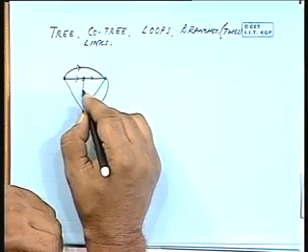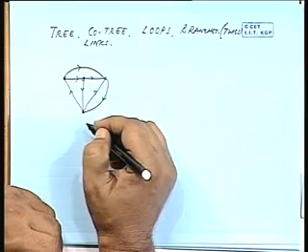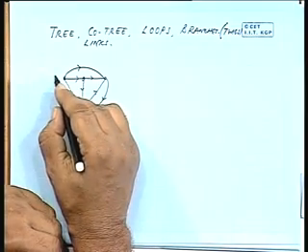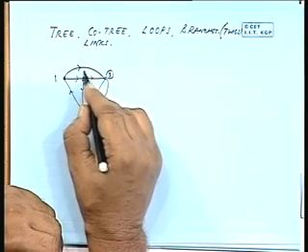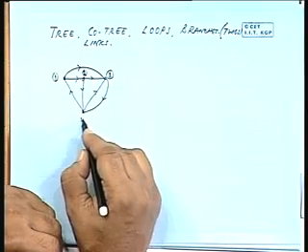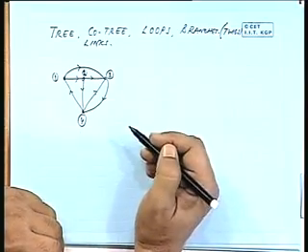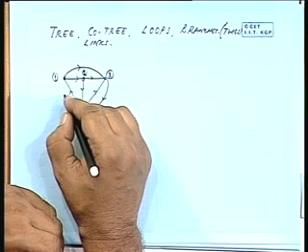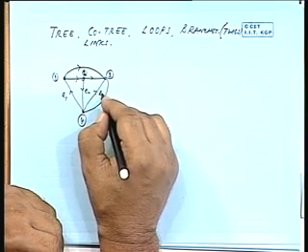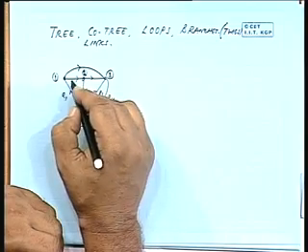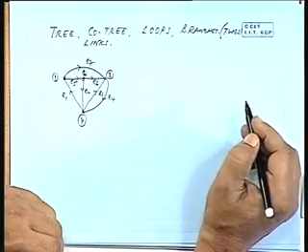So, we can give some arbitrary orientation to these elements. Let these nodes be 1, 2, 3 and 4, and these are the orientations. We can number the elements also, the edges E1, E2, E3, E4, E5, E6, E7.